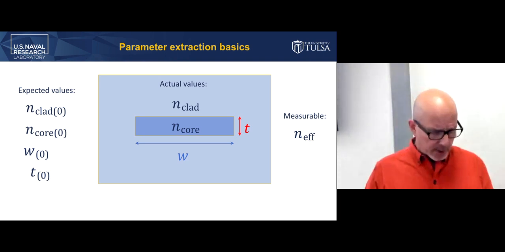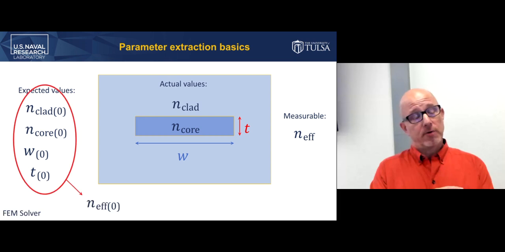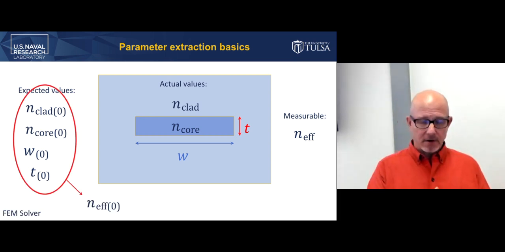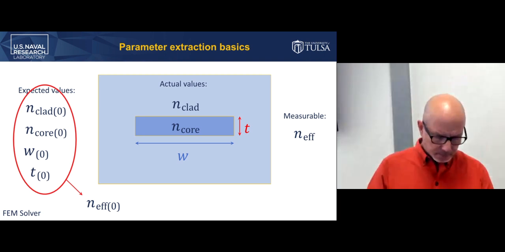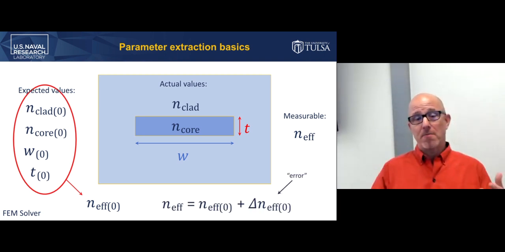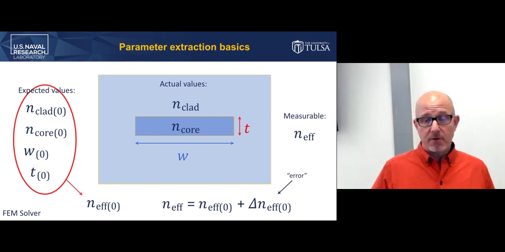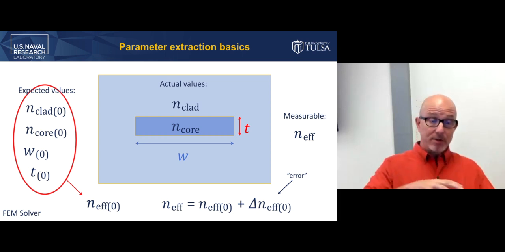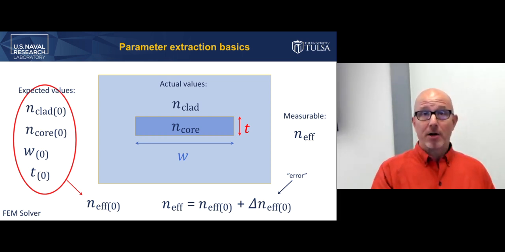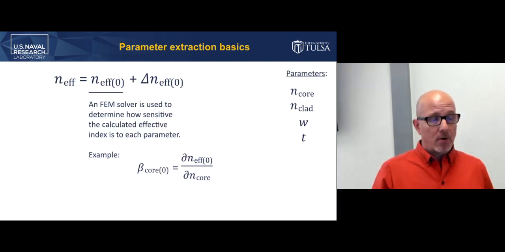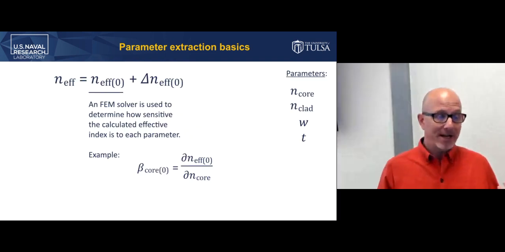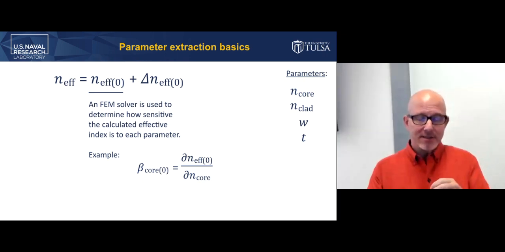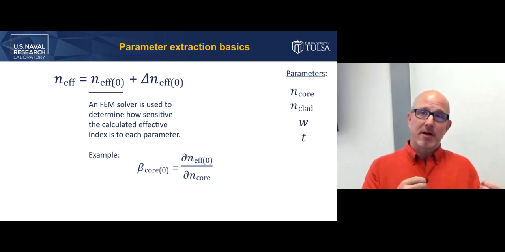Okay, so we can use the same finite element method solver that we used before and calculate what an expected value of our effective index is, and then compare that to our measured value and define what we call an error. Error in the effective index, which would be, of course, dependent on the error in all the parameters. So what we can do is use the same FEM solver again to determine how sensitive the effective index is to each one of these parameters.